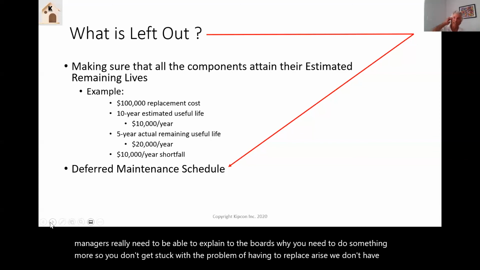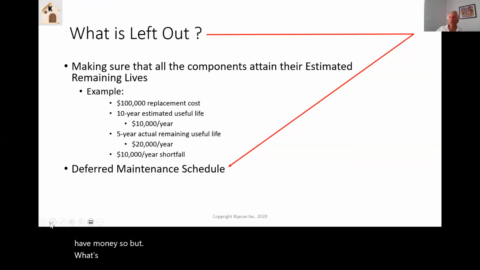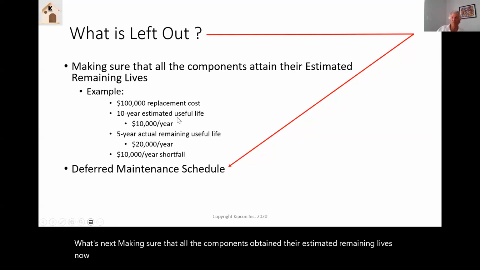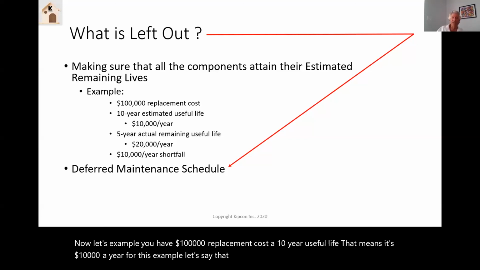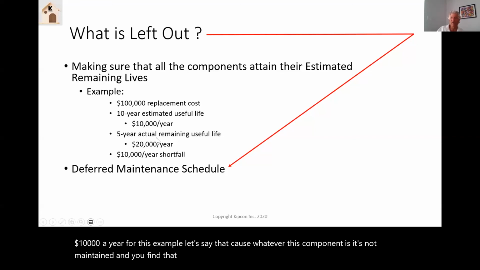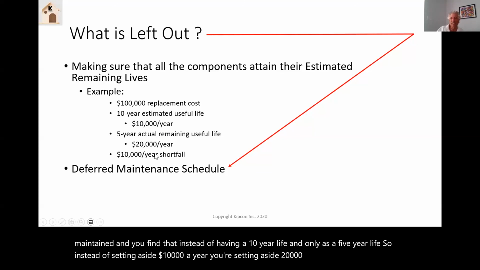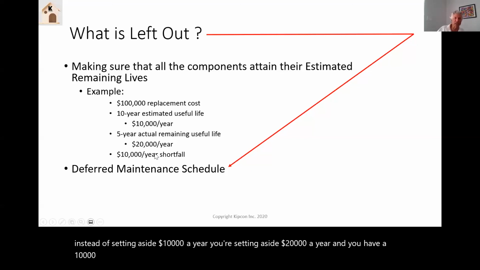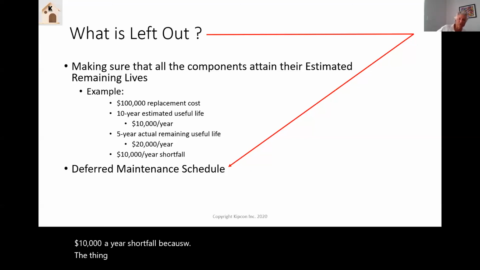But what's next? Making sure that all the components attain their estimated remaining lives. Here's an example: you have a $100,000 replacement cost and a 10-year useful life. That means it's $10,000 a year. Let's say that whatever this component is, it's not maintained, and you find that instead of a 10-year life, it only has a 5-year life. So instead of setting aside $10,000 a year, you're setting aside $20,000 a year, and you have a $10,000 a year shortfall because the component is not going to attain its full useful life.